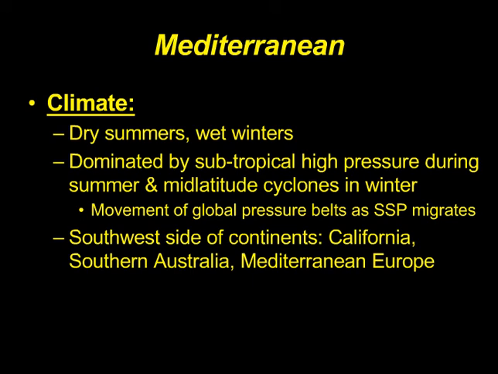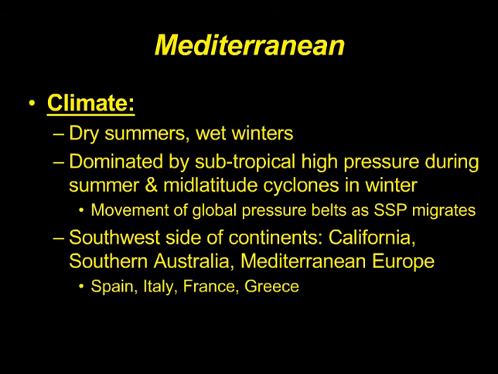Where we're going to find this is on the southwest side of continents. So think about the southwest side of North America. You're going to find California, but also Mediterranean Europe. So Spain, Portugal, parts of France, Italy, and Greece are all good examples of a Mediterranean climate region.